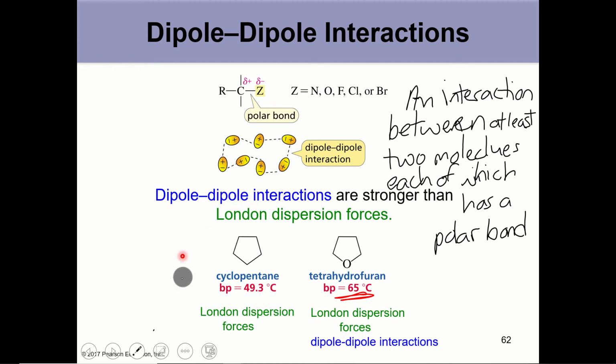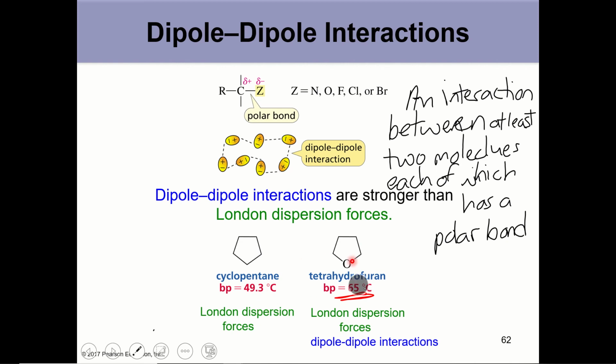Dipole-dipole interactions are stronger than London dispersion forces because the dipole moment is permanent. In London dispersion forces, there is a temporary dipole moment which changes as soon as the electrons move. For polar bonds, the dipole moment is permanent and will not change, and therefore dipole-dipole interactions are stronger than London dispersion forces.